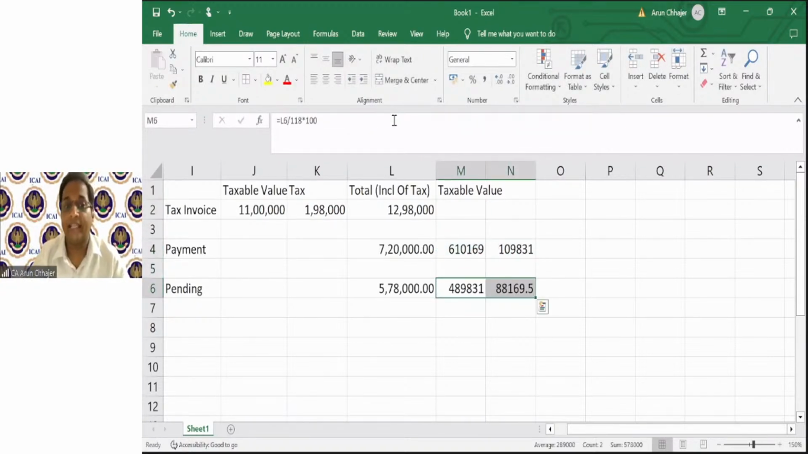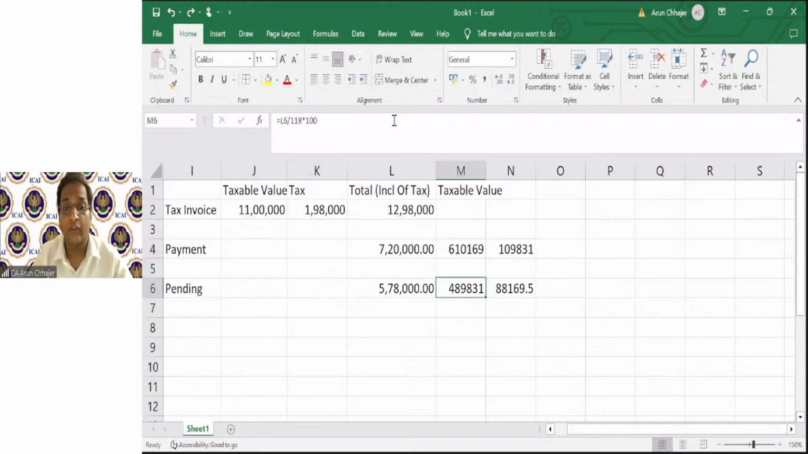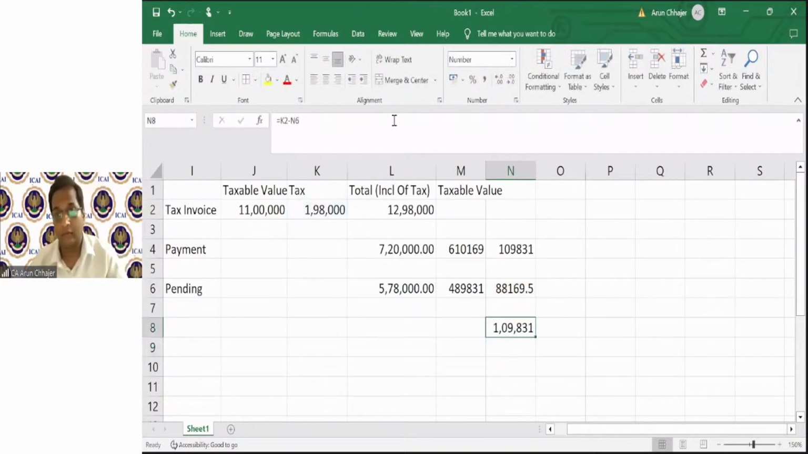So in other words, he has availed the ITC of 198, but he has to reverse this 88,169. So this is the net ITC which he can avail in the financial year: 109,831.